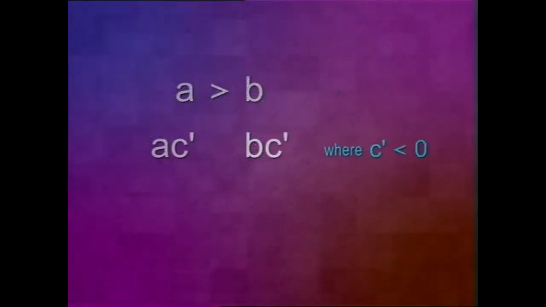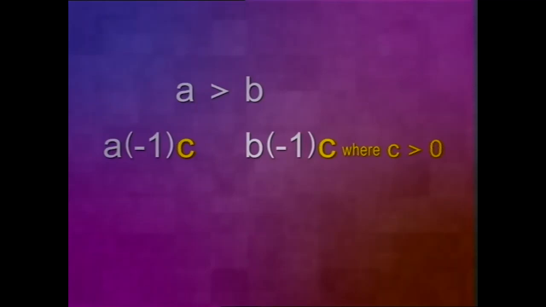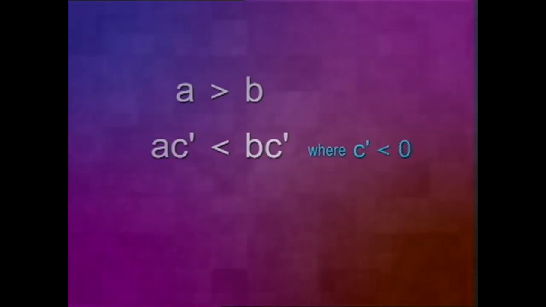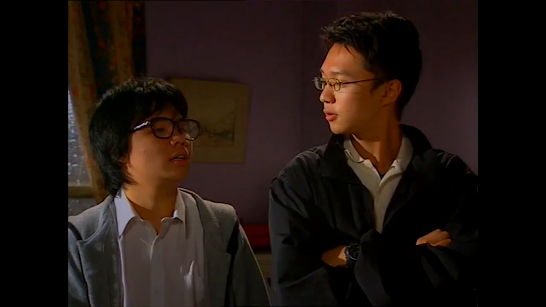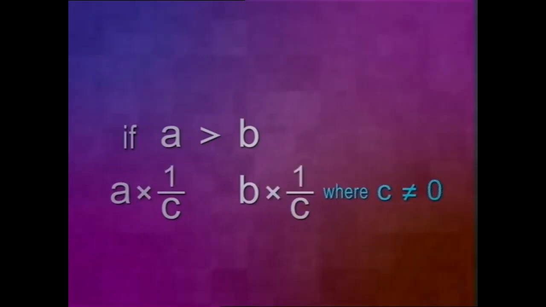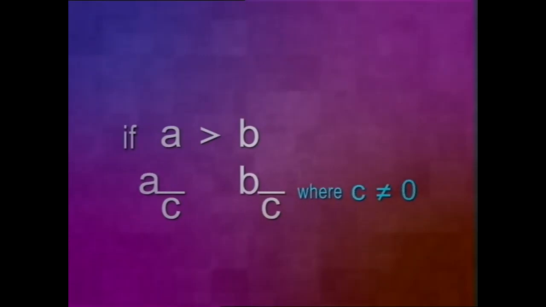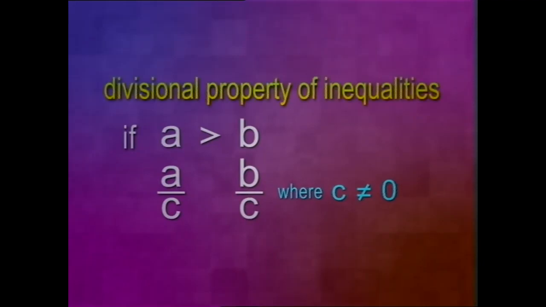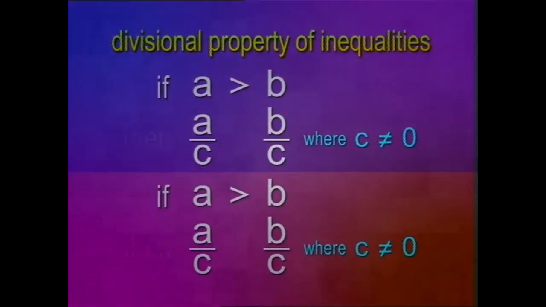Multiplying by a negative number is the same as multiplying by -1 and a positive number. Thus, the inequality sign is reversed. This is the multiplicative property of inequalities. If there's a multiplicative property, surely there must be a divisional property, mustn't there? That's right. Dividing by a non-zero number is the same as multiplying by the reciprocal of that number. Therefore, the divisional property of inequalities is similar to the multiplicative property, in that the main concern is whether the divisor is a positive or a negative number. Bingo!